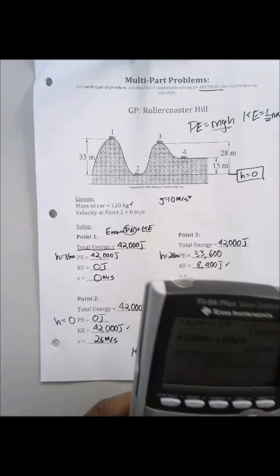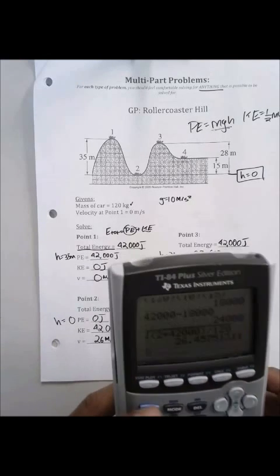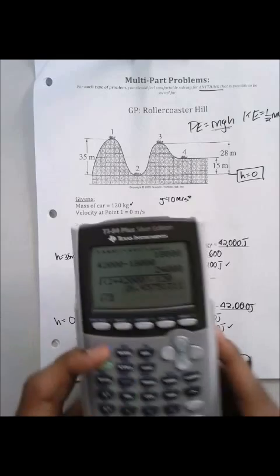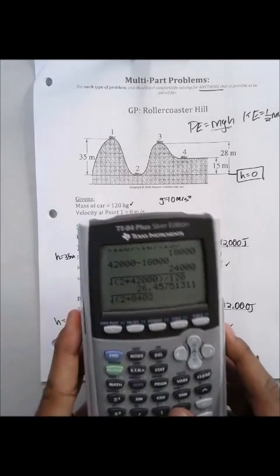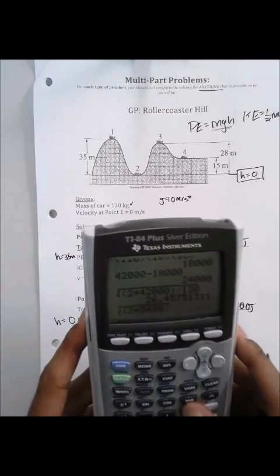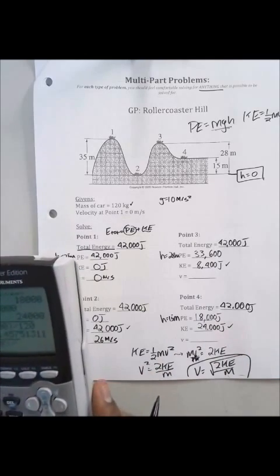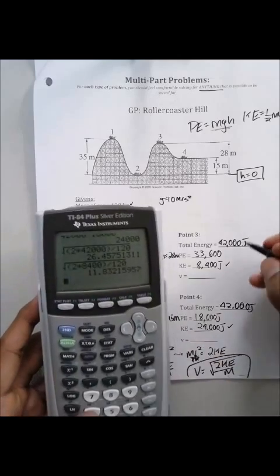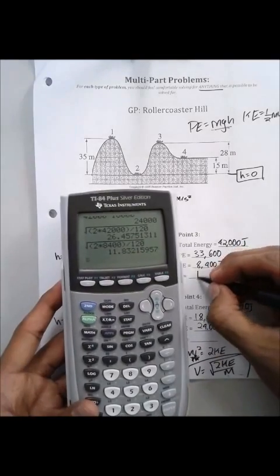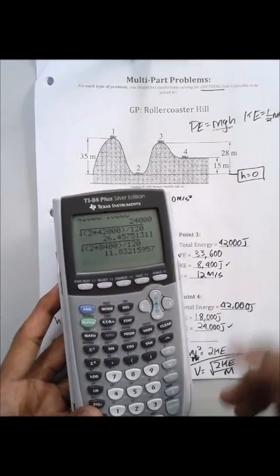For the one below that, let me do this again. 2 times the kinetic energy, 8,400. This is a little tedious, but it's nothing that you can't do. That comes out to 12 meters per second.